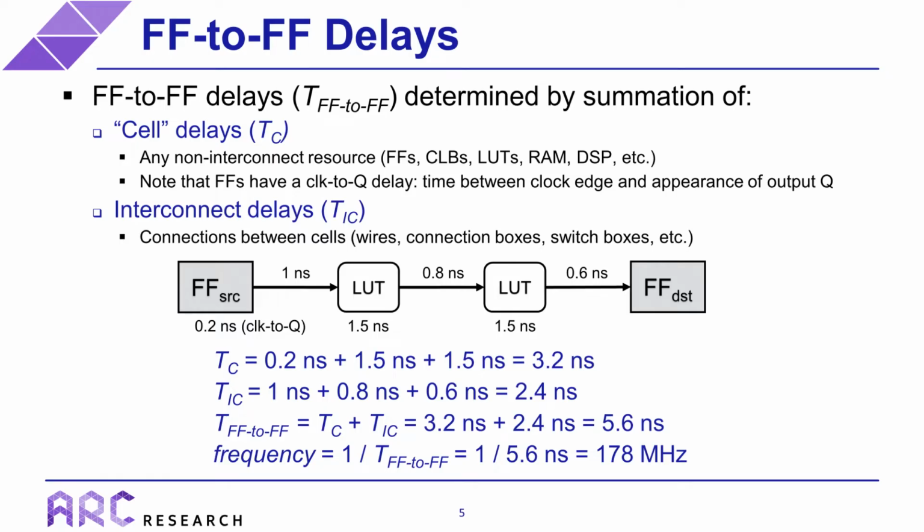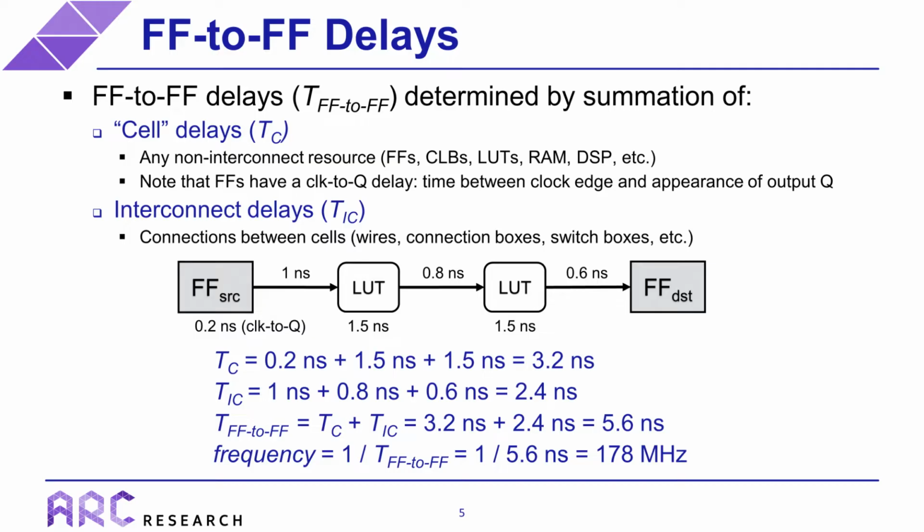So we now know that we need to focus on the delays between flip-flops. These delays consist of the summation of 2 different components, cell delays and interconnect delays. A cell is a generic term used to refer to any non-interconnect FPGA resource, so CLBs, lookup tables, RAM, DSP, and so on. Even flip-flops contribute to cell delays, so it's important to realize that flip-flops don't immediately output a value after a rising clock edge. Instead, there is a small amount of time, often referred to as a clock to Q delay, that passes before the output appears. Interconnect delays are the delays of all the connections between cells, which includes the FPGA's routing tracks and wires, the connection boxes, the switch boxes, basically all of the components of the FPGA's interconnect.